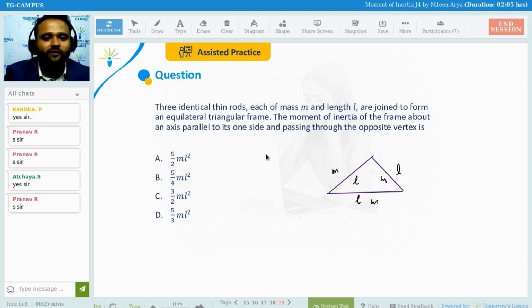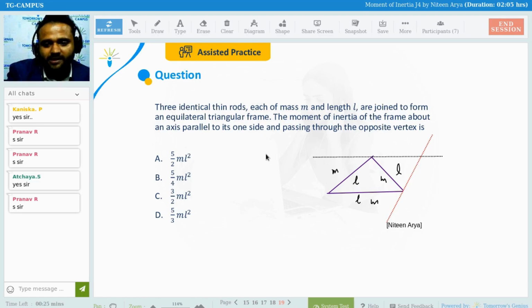The moment of inertia of the frame about an axis parallel to one side. So I can choose this axis. This is the axis parallel to this side. Clear? If you want to, you can choose this axis also, beta. It's your choice. This one, yeah. This axis is parallel to this side. If another student wants to say that I am not happy with this, you can choose this axis. It's your choice what particular axis you want. But the axis needs to be parallel to one side.